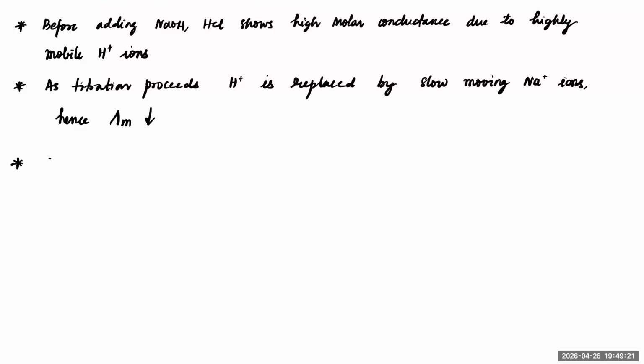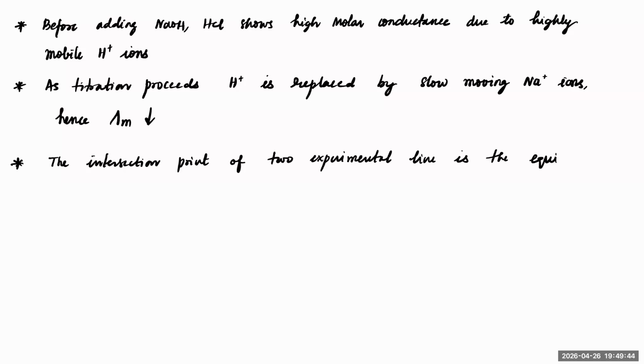The intersection point of the two experimental lines is the equivalence point. That is the equivalence point. Got it? So I hope all of you understood how the graph works there, right?